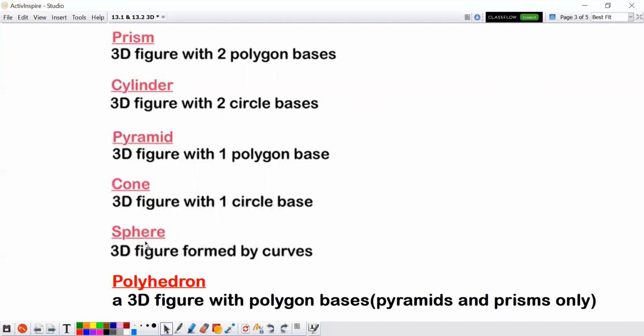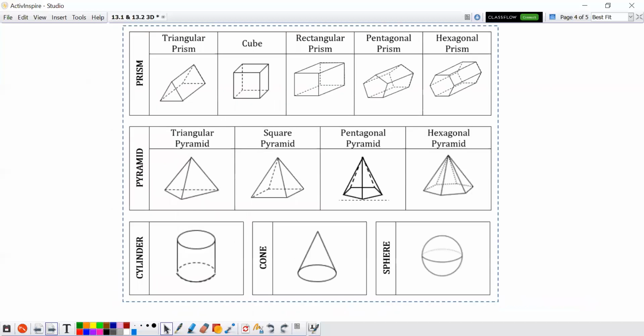Spheres, you all know what spheres are. They're like the shape of a ball. And then polyhedron, we don't really go into that too much, but it's a 3D figure with polygon bases, pyramids, and prisms only. And so here are some of those things that I mentioned.